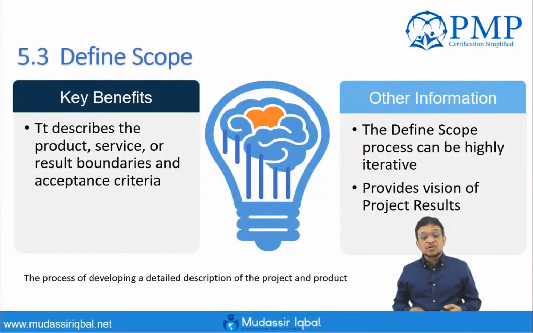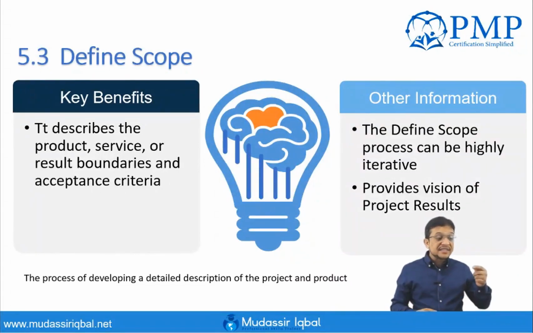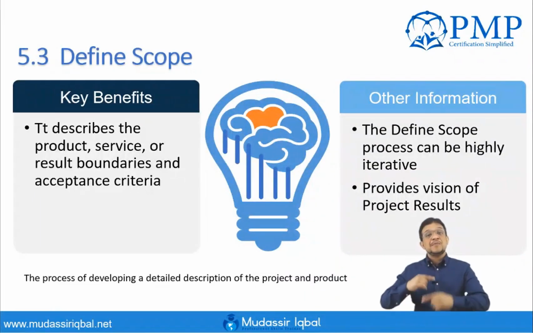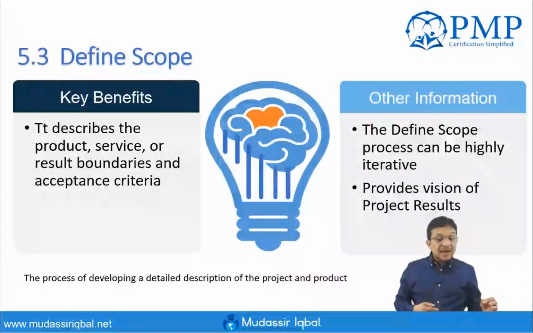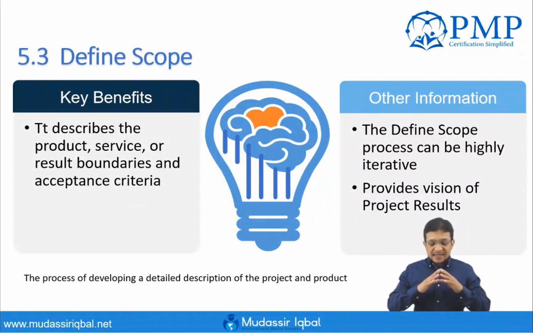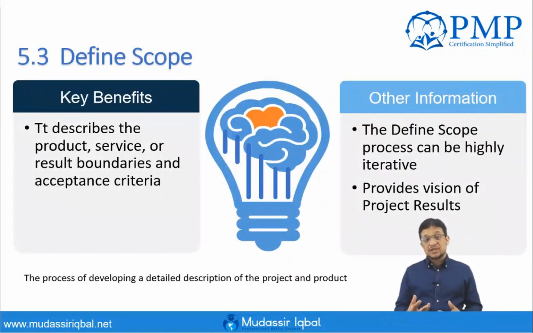Therefore, the define scope process selects the final project requirements from the requirement documentation developed during the collect requirements process, and it is a highly iterative process. You will keep on moving between requirements and defined scope documentation. This develops a detailed description of the project and product, service or result. It is the final detailed description, anything which will bridge any kind of gap or misunderstanding between the stakeholders and the project team.